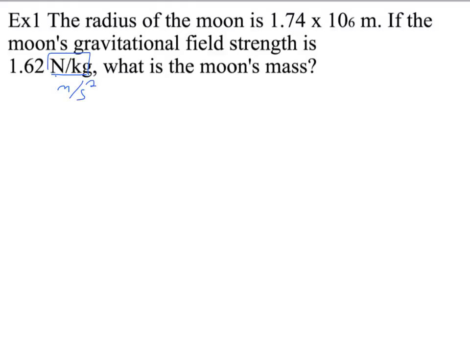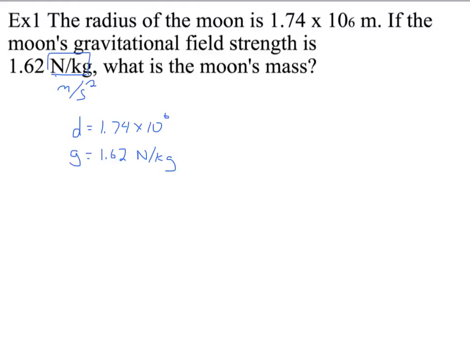So let's go ahead and try this one out. A couple things that we know. We know the radius of the Moon. Remember, the radius of the Moon is always going to go into d in our equation: 1.74 times 10 to the 6. The Moon's gravitational field strength is 1.62, and again, you've got your choice. You can say newtons per kilogram or meters per second squared. That's the same thing.